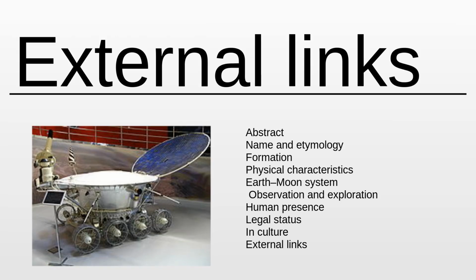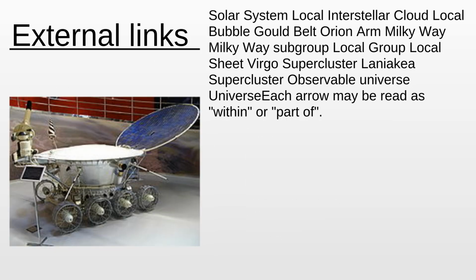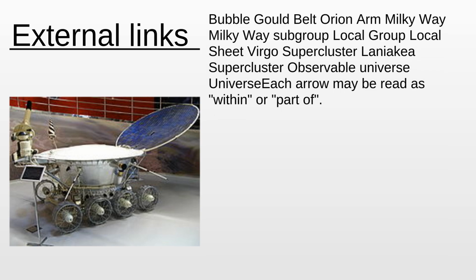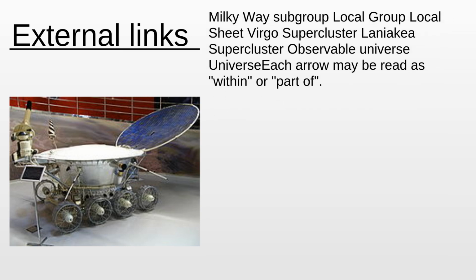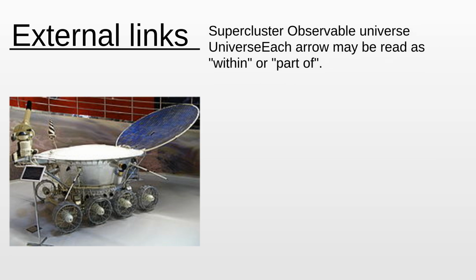External links. Solar System, Local Interstellar Cloud, Local Bubble, Gould Belt, Orion Arm, Milky Way, Milky Way Subgroup, Local Sheet, Virgo Supercluster, Laniakea Supercluster, Observable Universe, Universe. Each arrow may be read as within or part of.